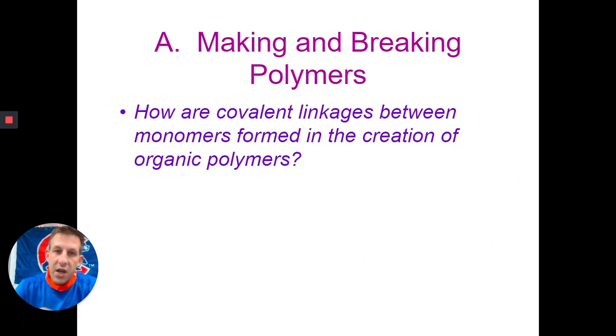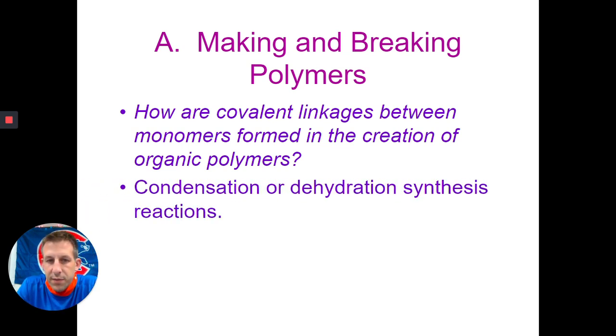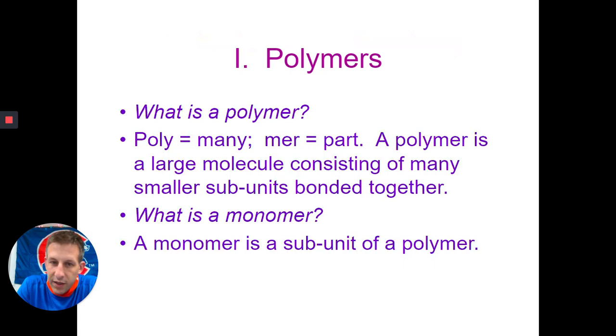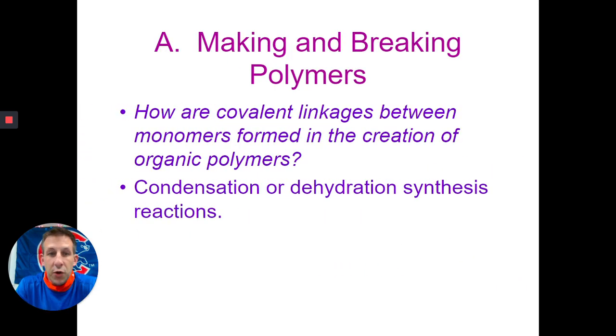All right. So the way that we link these monomers together is by something known as a covalent linkage, okay? Also known as a bond. Covalent linkage is a fancy term that means a bond. Okay, it's a very specific type of bond. It describes exactly what kind of bond it is. It's a covalent bond. But it is a bond between monomers that is formed in the creation of polymers.